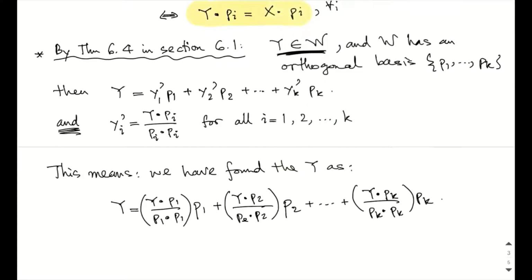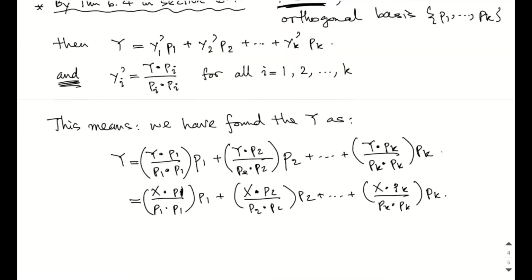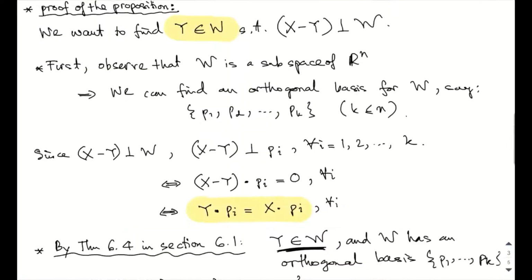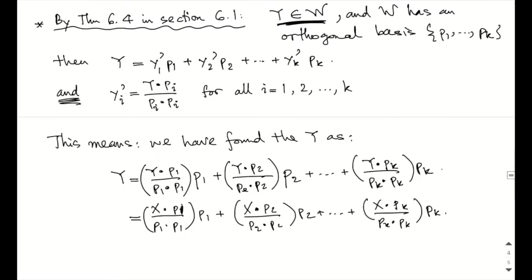You know that y dot pi is going to be the same as x dot pi. So even if you start with another z with the same properties, and you run the same arguments here using the same basis, you are going to end up having z expressed exactly the same way as we expressed y in terms of that basis.